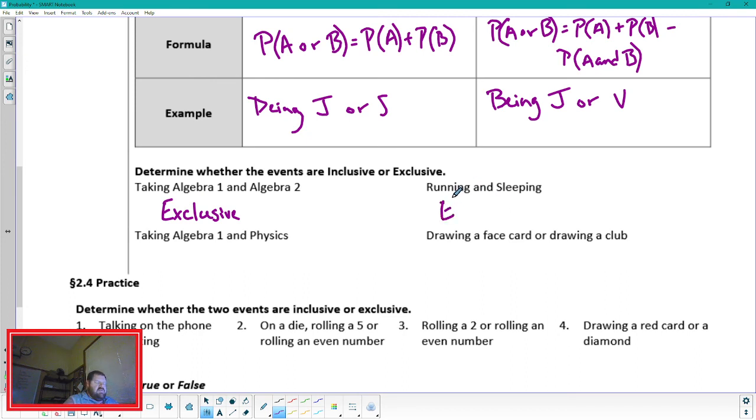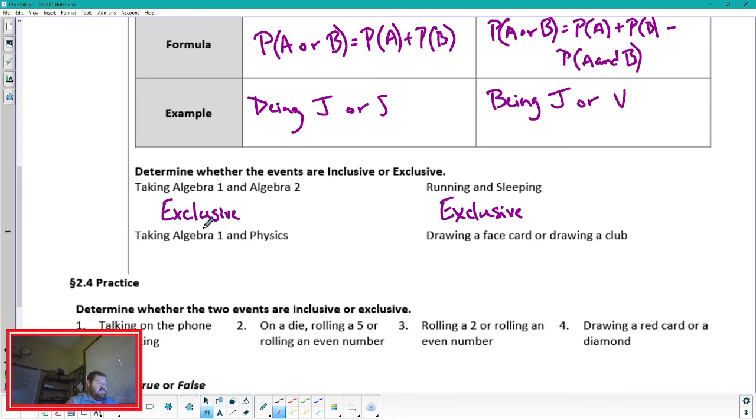Running and sleeping, I don't see that happening very often, even though, of course, I had somebody say, well, what if you are sleepwalking and you start running? Probably not going to happen. What if you're running a 100-meter dash and then fall asleep? I don't see that happen very often. Let's be a little bit realistic here.